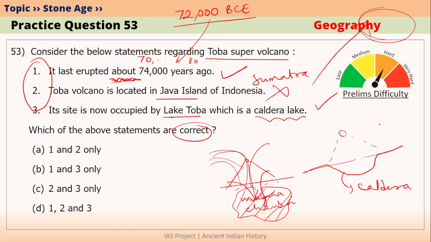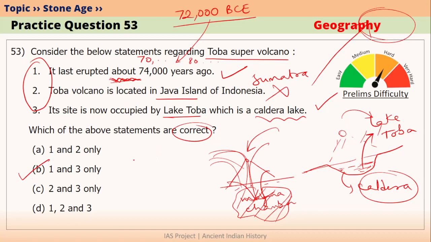And over the years, due to rainfall, water got accumulated in this. And now this is called as a lake. And this lake is nothing but today's Lake Toba. Previously there was Toba volcano, now there is Toba lake. And Lake Toba is nothing but a caldera lake. So the correct answer would be 1 and 3 only are correct.